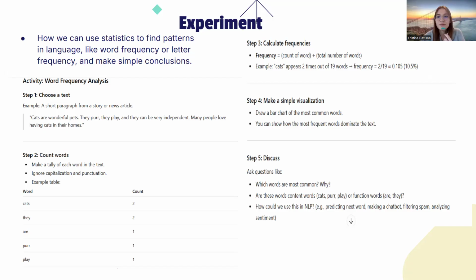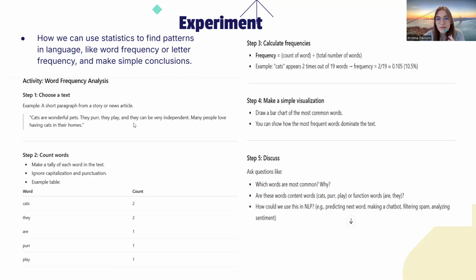So after we know that, we take the count of the word divided by the total number of words. So in this case, we're using cats, which appears twice out of 19 words. So we take 2 divided by 19, which gives us 0.105, which is also 10.5%. So the word cats appears 10.5% of the time in this sentence.